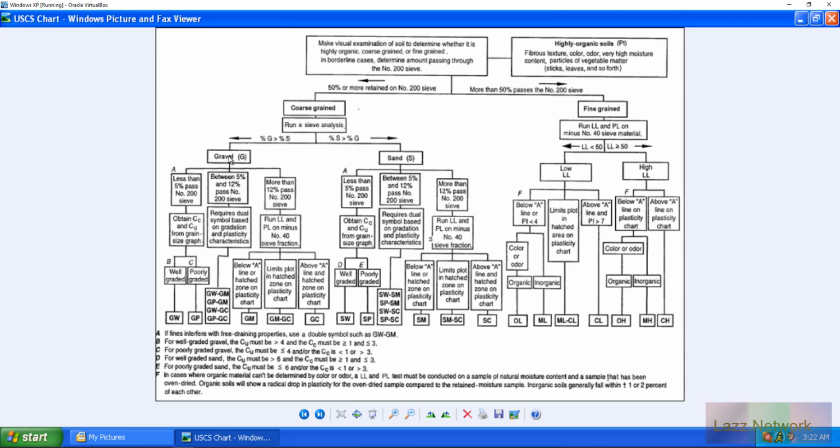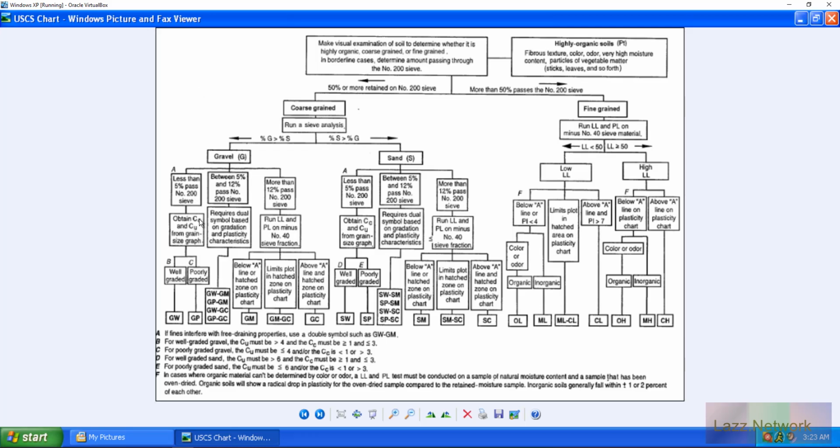So if we move on down to the gravel and whatnot, now it's asking, okay, how much passes your number 200 sieve? So remember, here at the start, if we have 50% or more retained on a number 200, we'd go over here. So let's say, for an example, if we had 45% passing the number 200 sieve, we would still come to this side first, regardless. So after that, we have to figure out, okay, how much did pass through the number 200? So if we have less than 5% passing the 200, then we would continue to here.